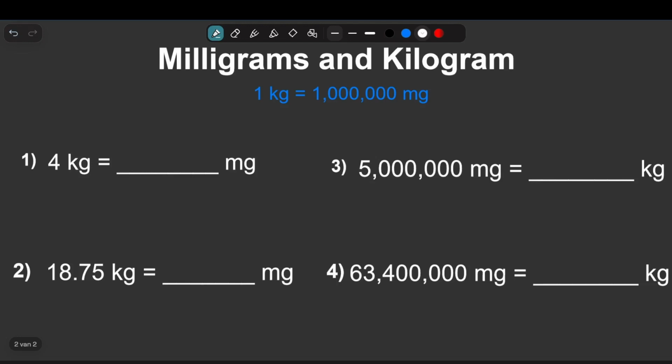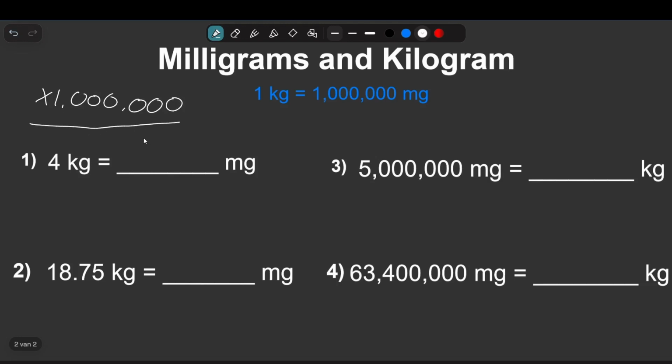For our first example, we have 4 kilograms is how many milligrams. The first thing we want to do is look at whether we are moving to a bigger unit or a smaller unit. In this case, we're going from kilograms to milligrams, so it is a smaller unit. So we are gonna multiply by 1,000, my bad guys. Let's try that again. We are multiplying by a million actually.